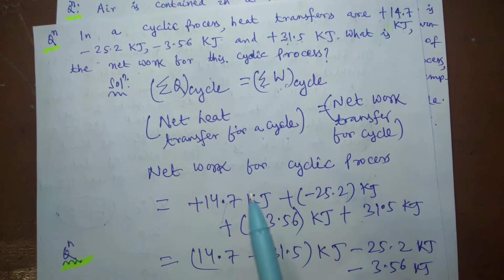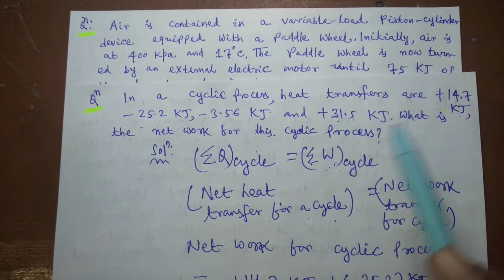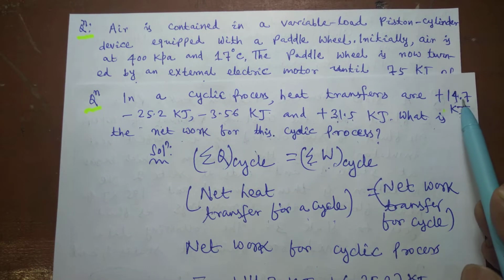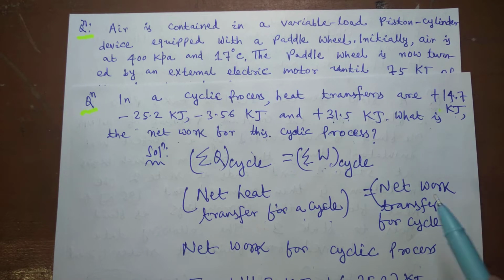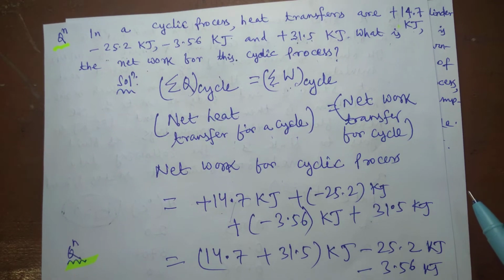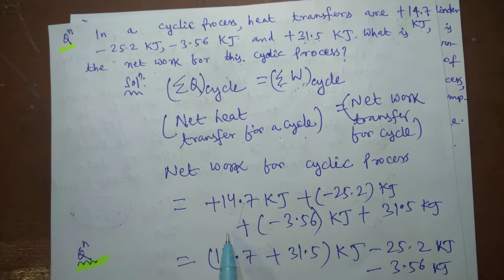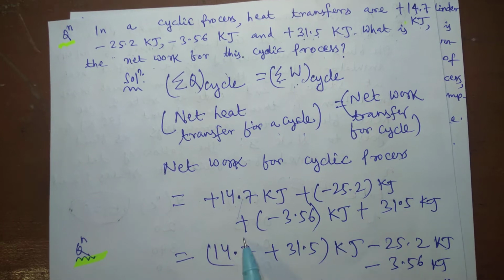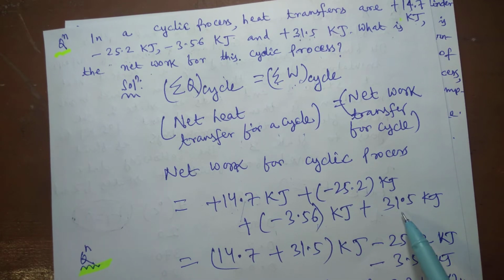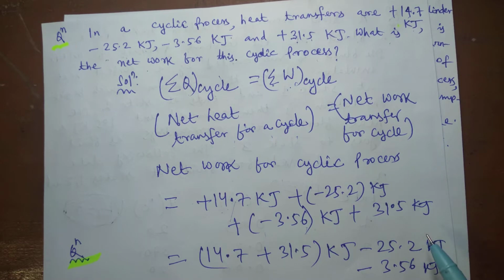So net work will be net heat. Net heat is equal to the summation of all these heat interactions, that is plus 14.7 kilojoule. In terms of heat interaction, when heat is added to the system it is positive, and when heat is removed from the system it is negative. If we add all these numerical values of heat interactions, it will be 14.7 plus minus 25.2 plus minus 3.56 plus 31.5 kilojoule. Of course, all these interactions are in units of kilojoule.